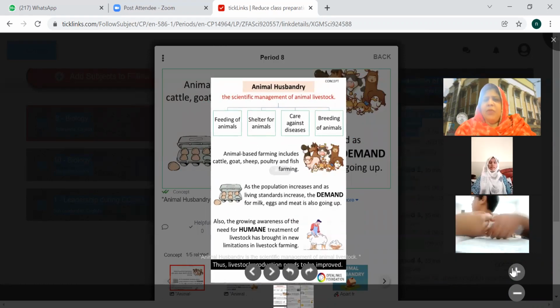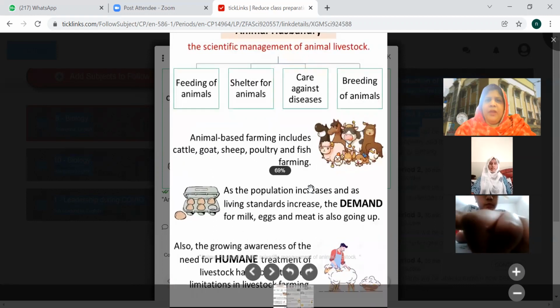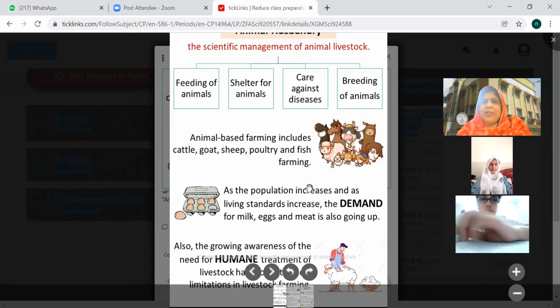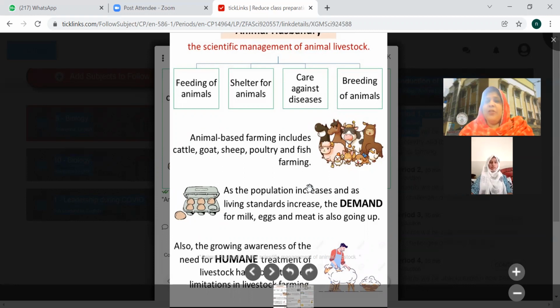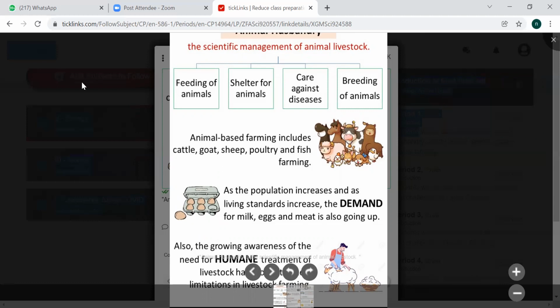So now let us see, what do you mean by animal husbandry? How are these animals being managed? What are the scientific methods of managing these animals? How do we feed these animals? The milk products, mutton, fish, whatever we get from the animals, those animals have to be taken care of: the food they eat, the place they are kept, and they have to be kept away from diseases. And then breeding of these animals, because these animals need to give us the food that is required.